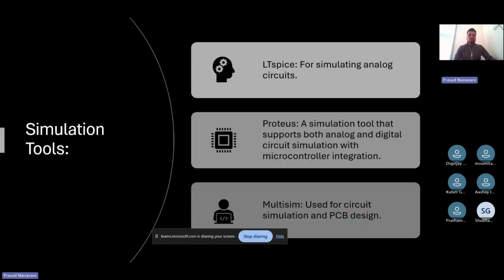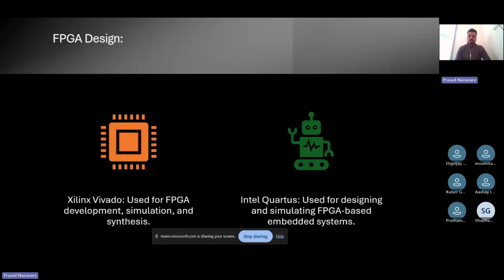So in simulation, we have studied this, and Proteus is the best of all. I have used Multisim also, but trust me, you will never like it after using Proteus. Proteus is that good. Then from an FPGA design perspective, we have Xilinx as a tool. This goes more into the VLSI side of embedded systems.